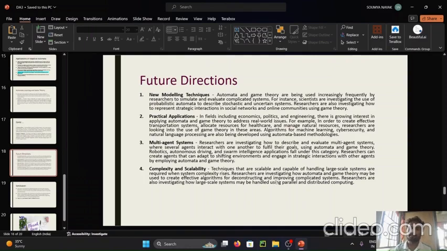Talking about complexity and scalability, techniques that are scalable and capable of handling large-scale systems are required when system complexity rises. Researchers are investigating how automata and game theory may be used to create effective algorithms for deconstructing and improving complicated systems. So that's all about the future directions of game theory and automata theory.